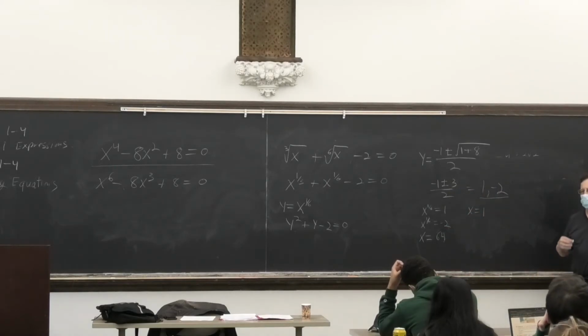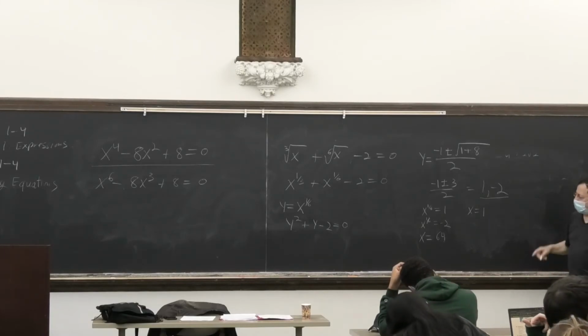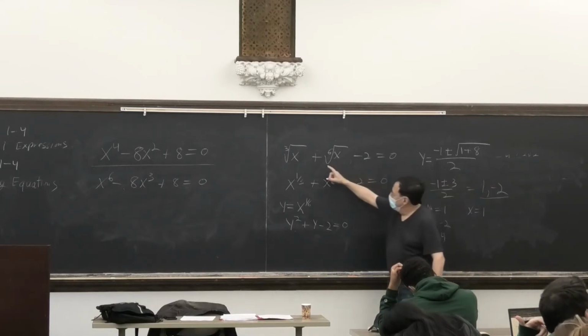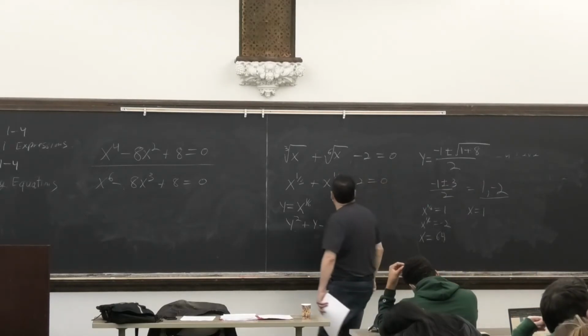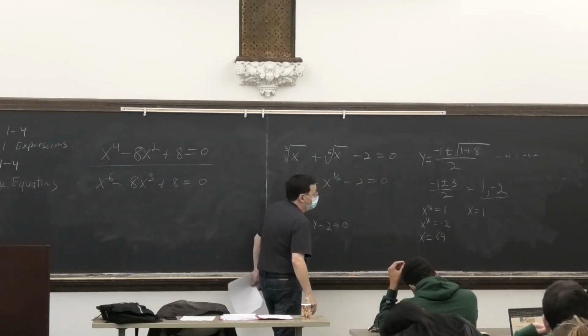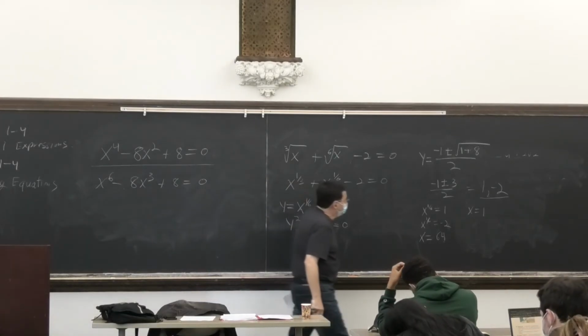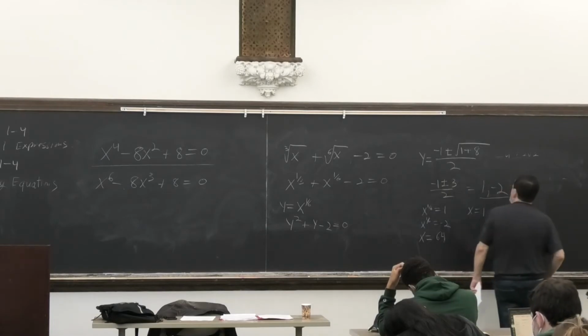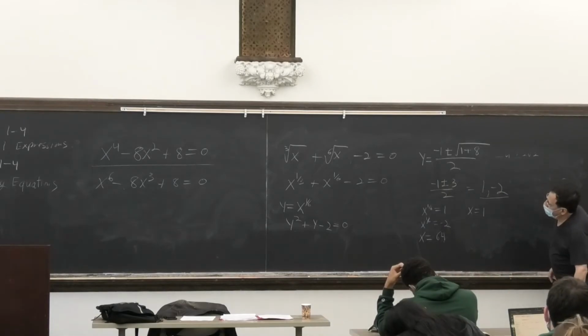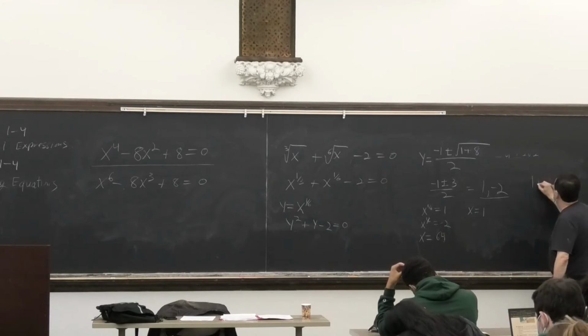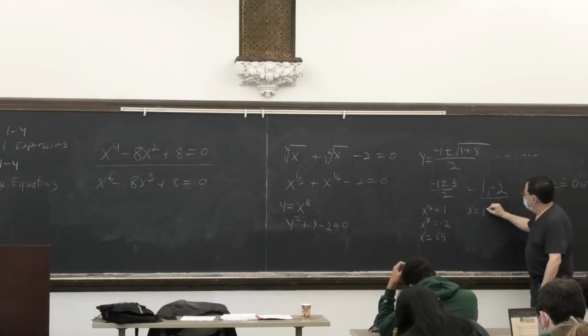Again, as with equations with radicals, we want to be a little careful because we can get phantom roots. So let's first try the 1. Well, the cube root of 1 is 1. The 6th root of 1 is 1. 1 plus 1 minus 2 equals 0. So that works. That's the root.